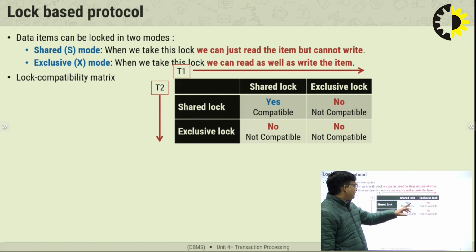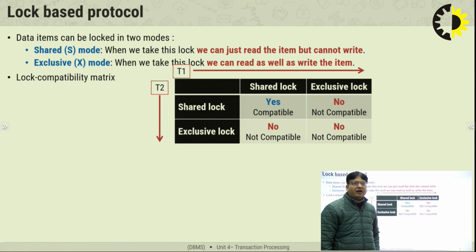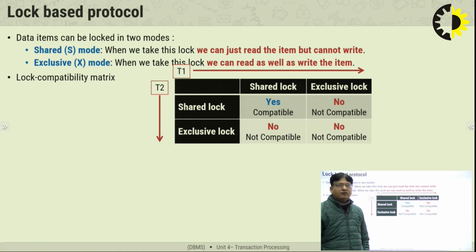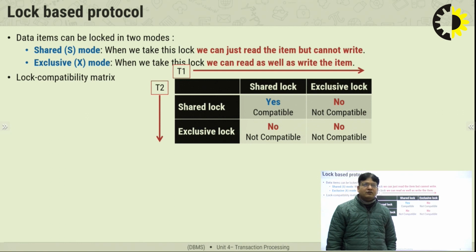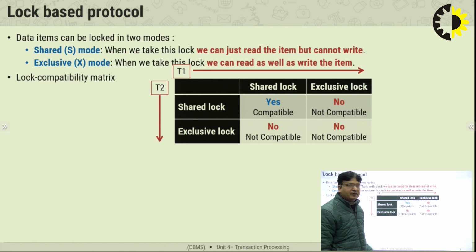Now, if transaction T1 has applied an exclusive lock and another transaction T2 wants to apply a shared lock, should we allow this operation or not? See, whenever an exclusive lock is applied, it means the value is being changed, the value is in transition. So if another transaction wants to read that value, we cannot permit this operation because that will lead to conflicts and cause inconsistency of the database. So this operation is also not permitted.